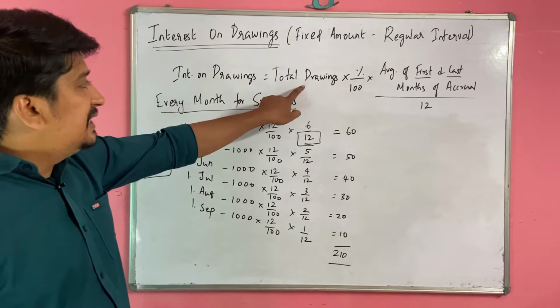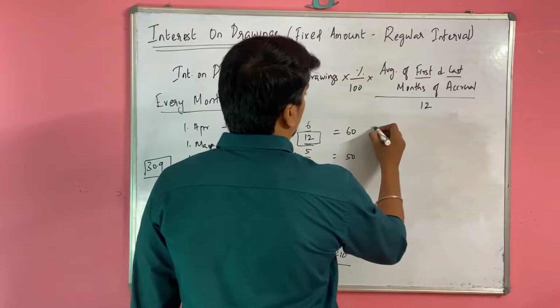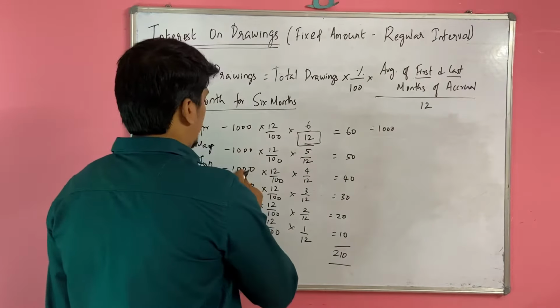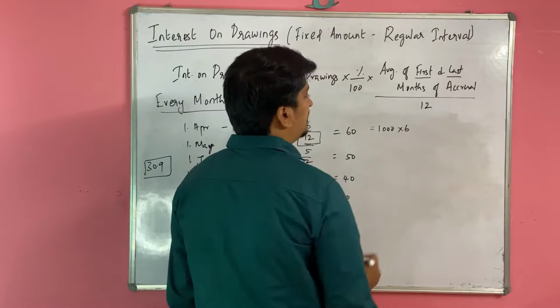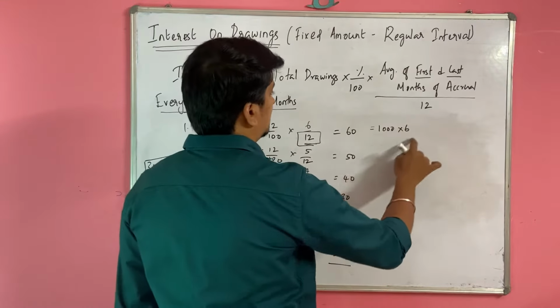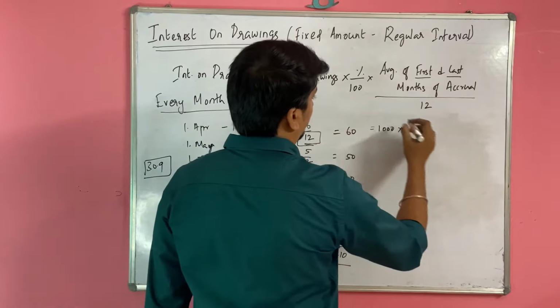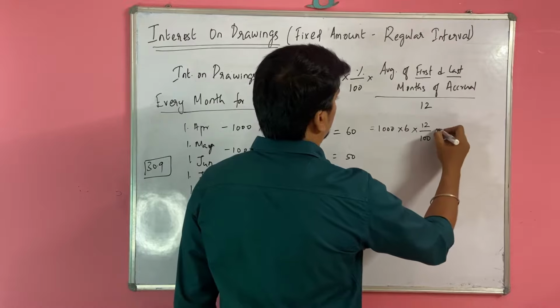Let's apply this formula. Total drawings: a partner has drawn 1000 rupees in the beginning of each month for 6 months only. So 6 times you would have drawn, and the total drawings is 6000. Then the rate of interest is 12% per annum, so 12 by 100.